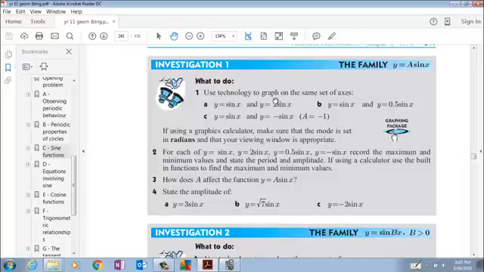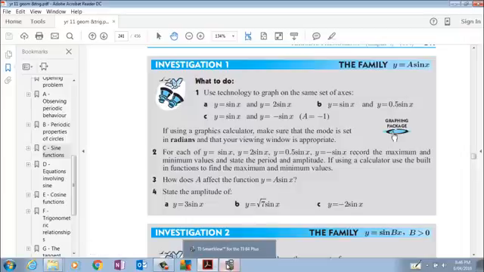It says use technology to graph on the same set of axes, sine x, 2 sine x, sine x half, sine x, minus sine x. So notice the number in front of the sine is changing. So here it's 1, here it's 2, and it's 1 again and a half, 1 again and minus 1. And we can plot all of these all at the same time.